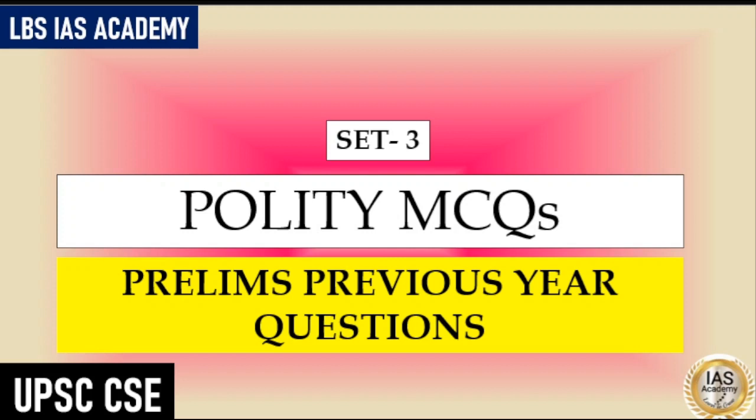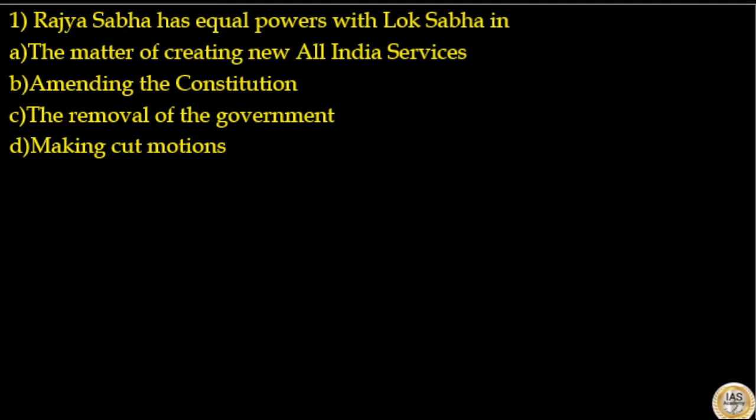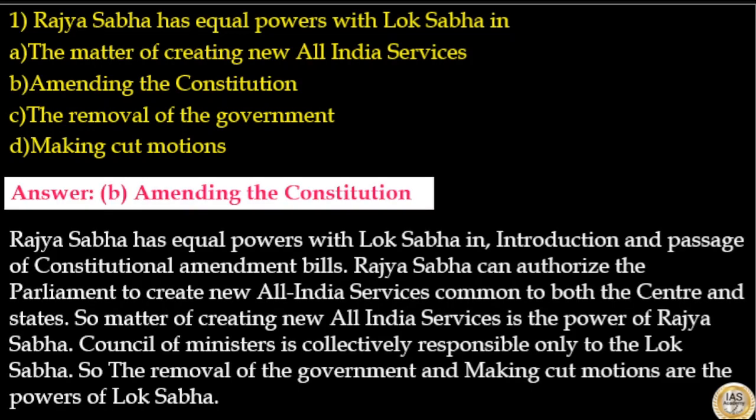Our first question is, Rajya Sabha has equal powers with Lok Sabha in the matter of creating new All India services, amending the constitution, removal of the government, making cut motions. The answer to this question is option B, amending the constitution. Rajya Sabha has equal powers with Lok Sabha in introduction and passage of constitutional amendment bills. Hence, option B is correct.